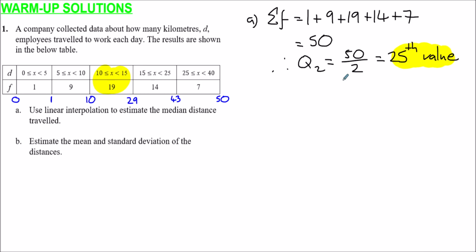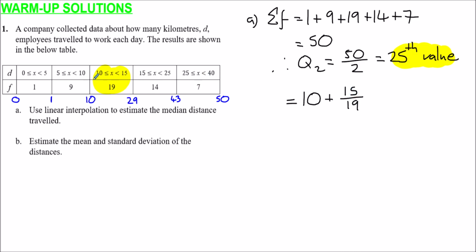So now to use interpolation, we start where this interval starts. So this interval starts at 10. Now let's be thinking, how far into this interval is the 25th value? Well, this interval starts after the 10th value. The 25th is 15 values after it. And so the median will be the 15th value out of 19. It'll be the 15th out of 19 in this interval.